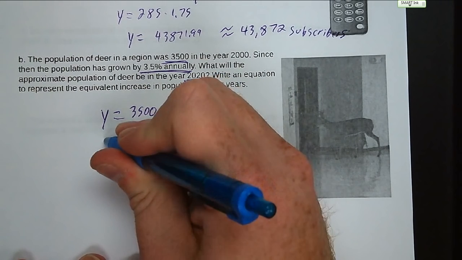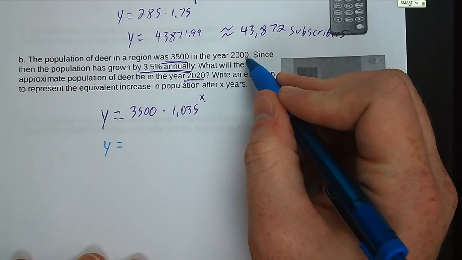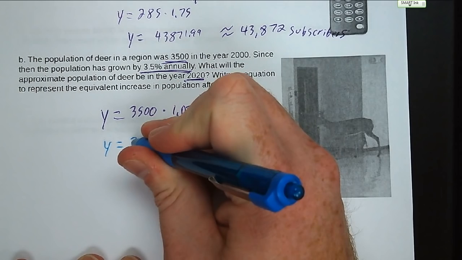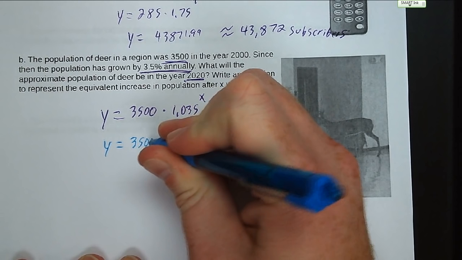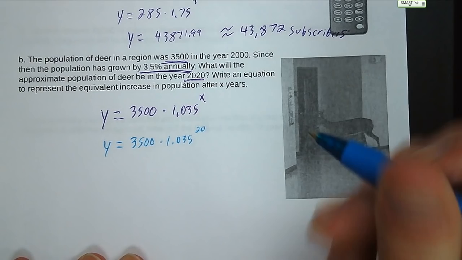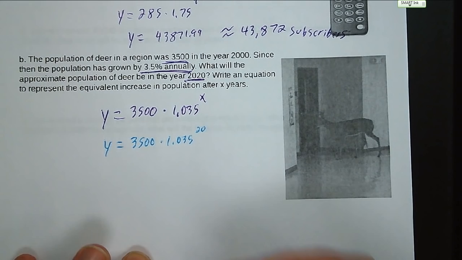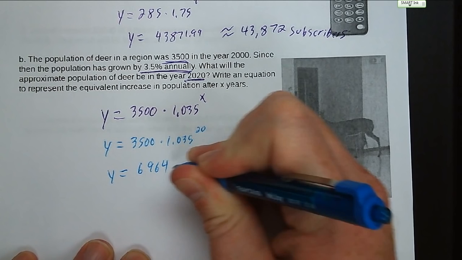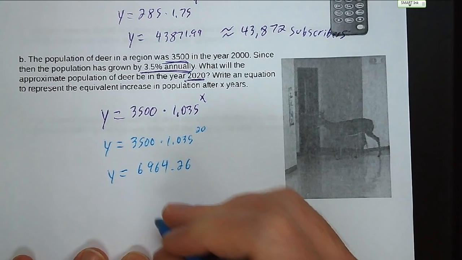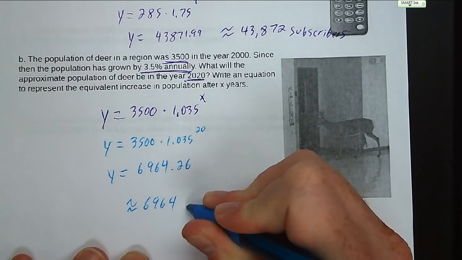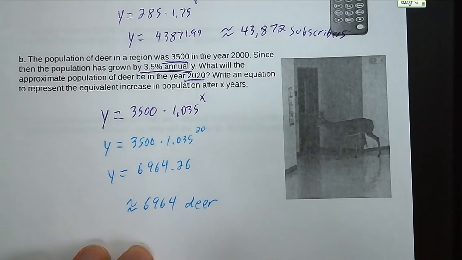So we plug in, we want to know from 2000 to 2020, that is 20 years that have passed. 3,500 times 1.035 to the 20th power. And when you evaluate that, you're going to find that y equals 6964.26, or approximately 6,964 deer. Okay? All right.